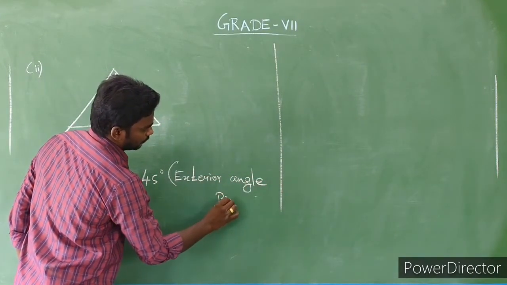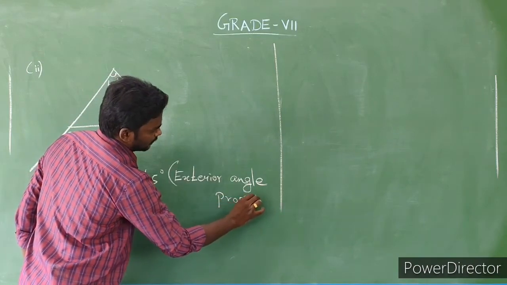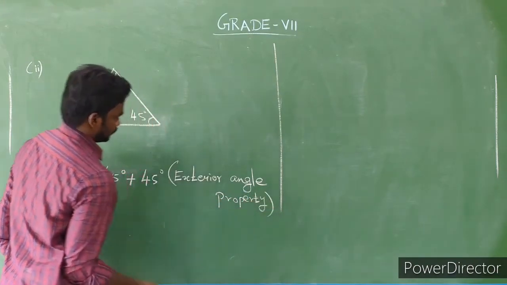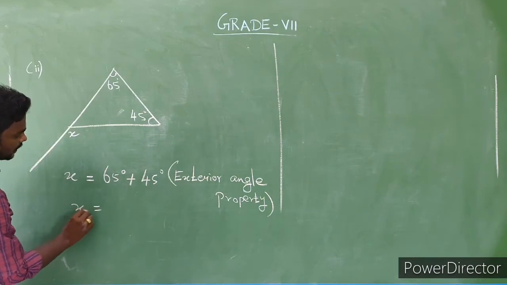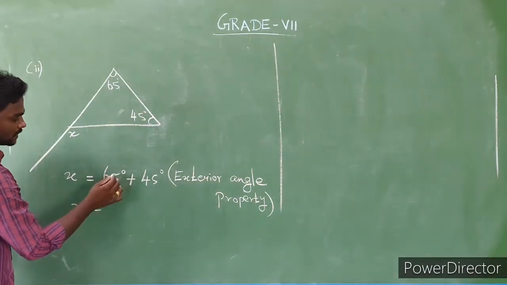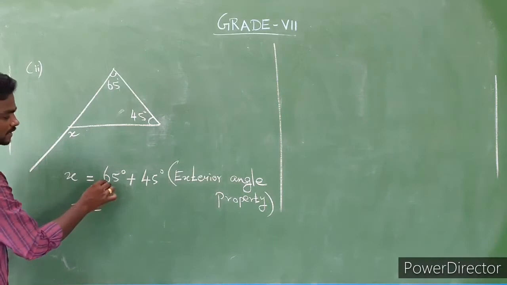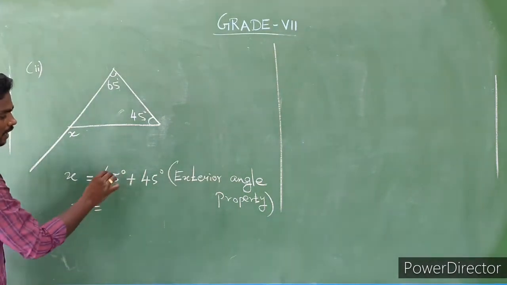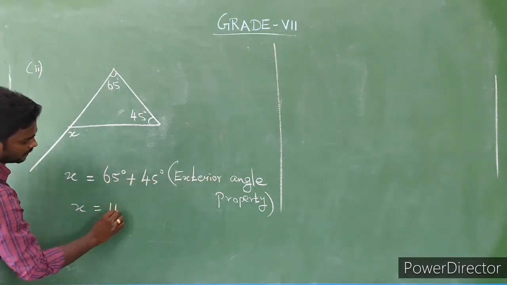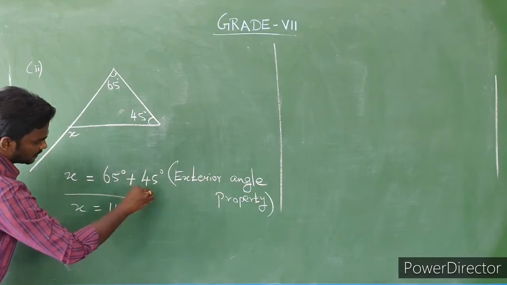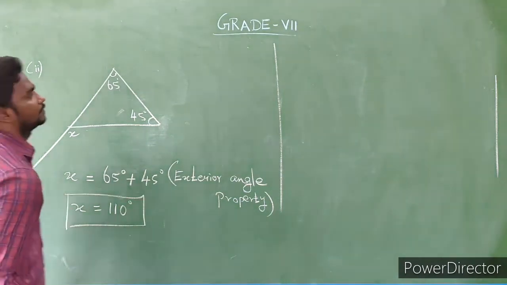By using the exterior angle property of a triangle, the value of x is equal to 65 plus 45 degrees. 60 plus 40, what is that? 100, 105, then 110 degrees. So the value of x is equal to 110 degrees.